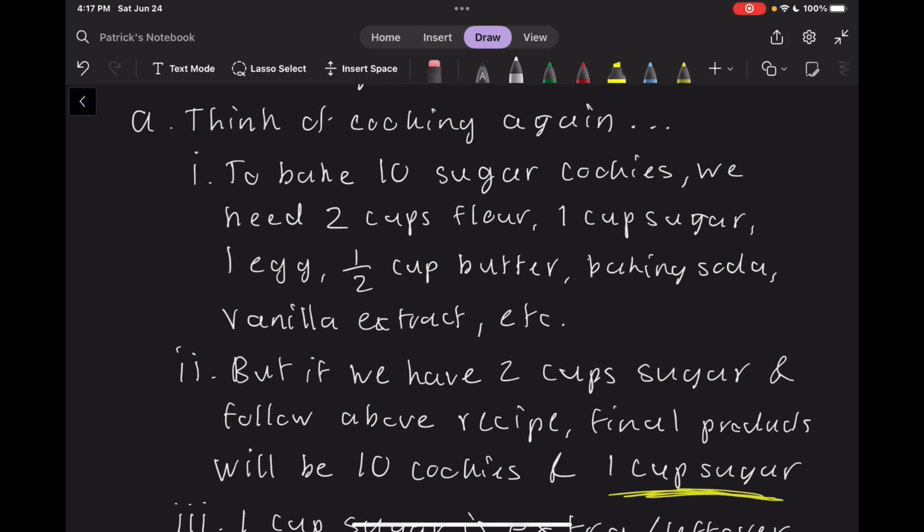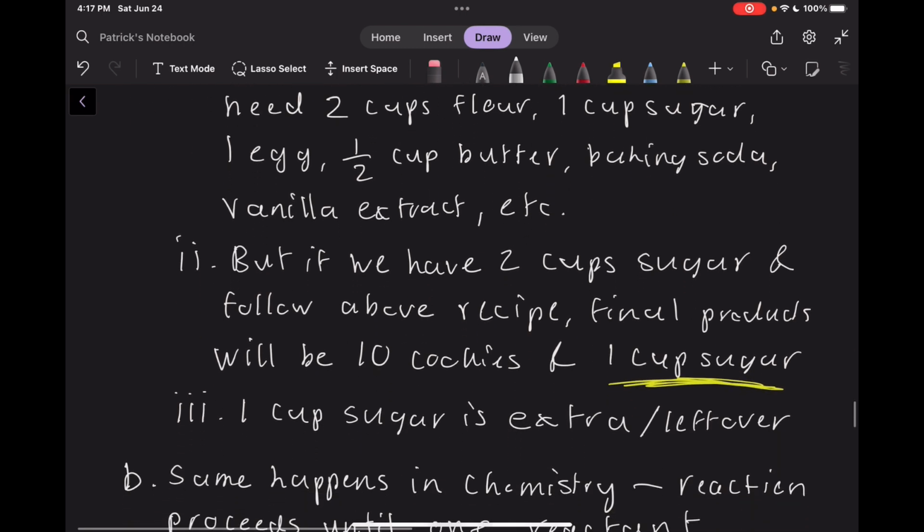Because of this, the final result will include the 10 sugar cookies as promised by the recipe, but it will also include the 1 extra cup of sugar we didn't use. In this context, the 1 extra cup of sugar is the leftover, and in chemistry, we would call this unused ingredient the excess reactant.